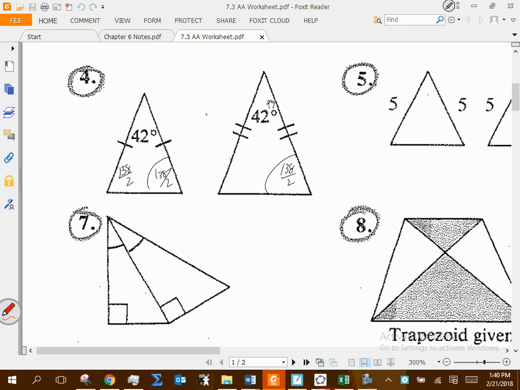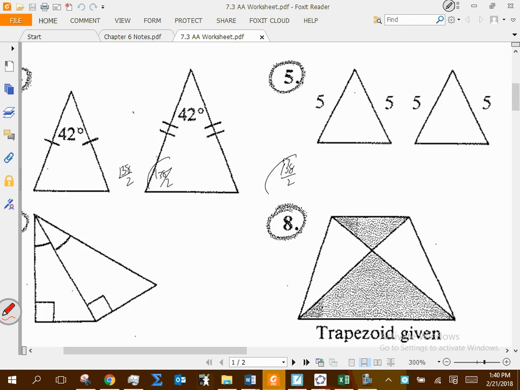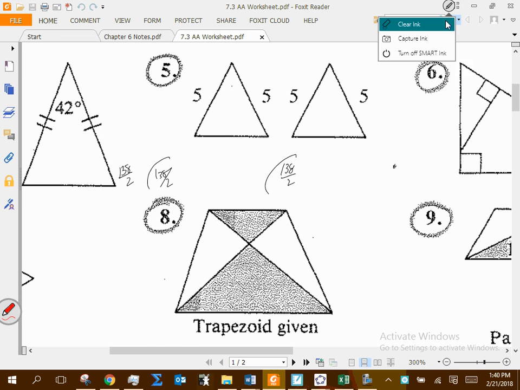Can you just say 138 divided by 2? Yeah, that's what I did. Good. Well, you put it over 2, so I didn't know if you guys wanted decimal.